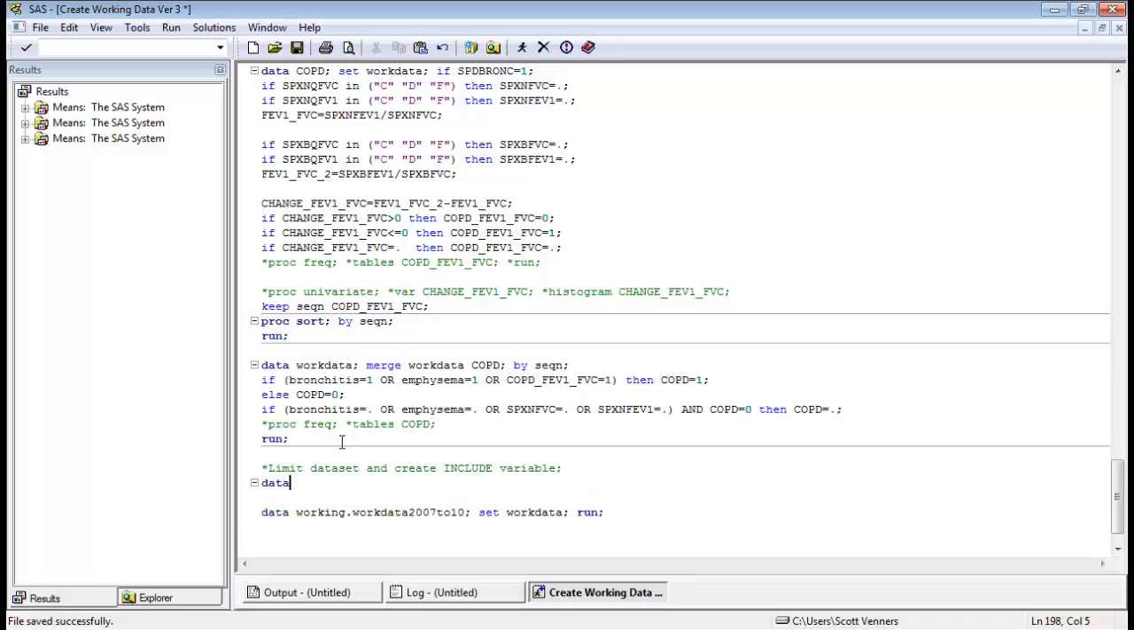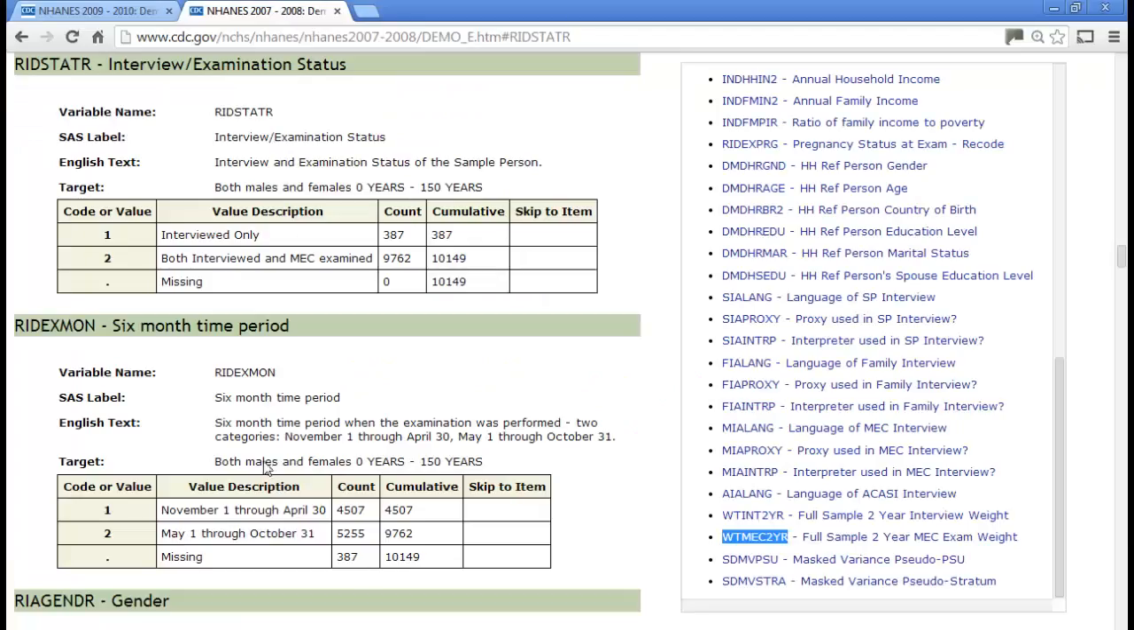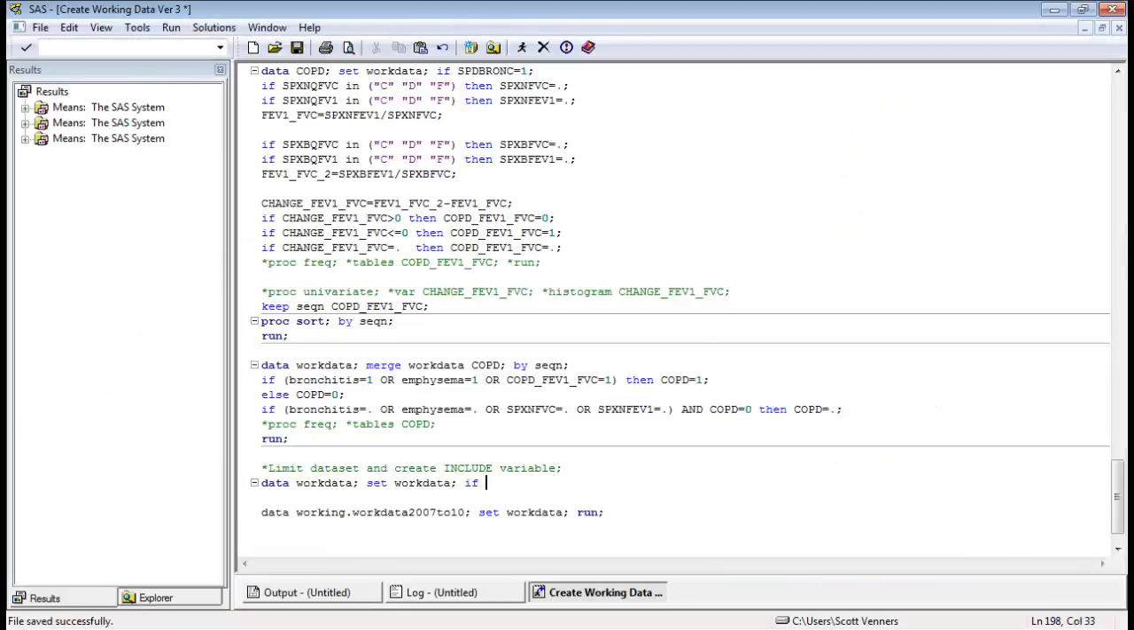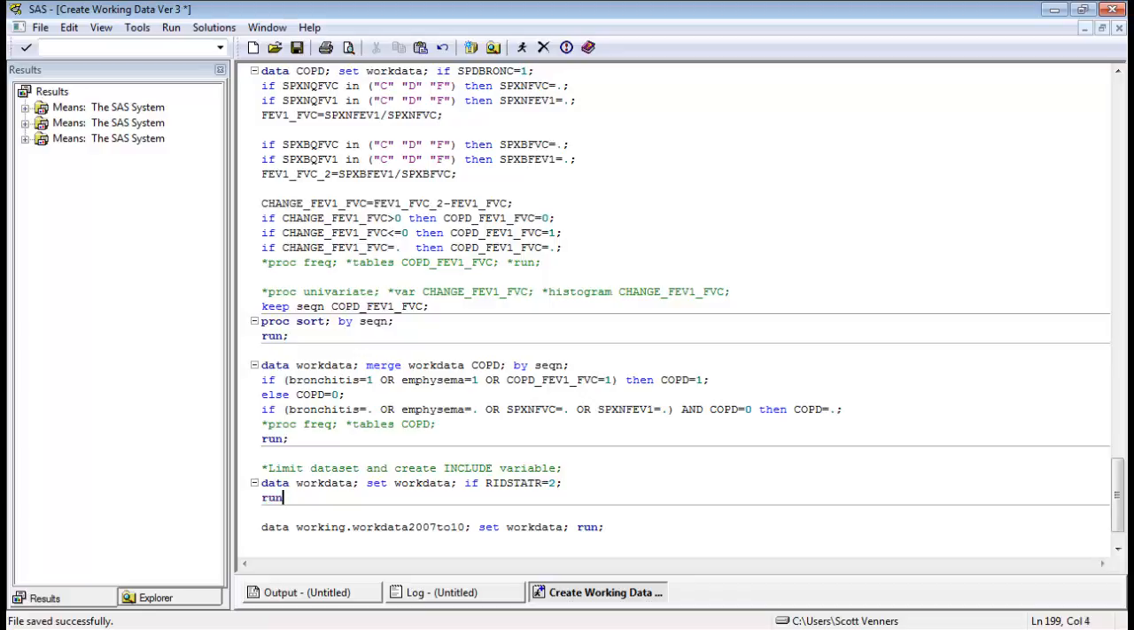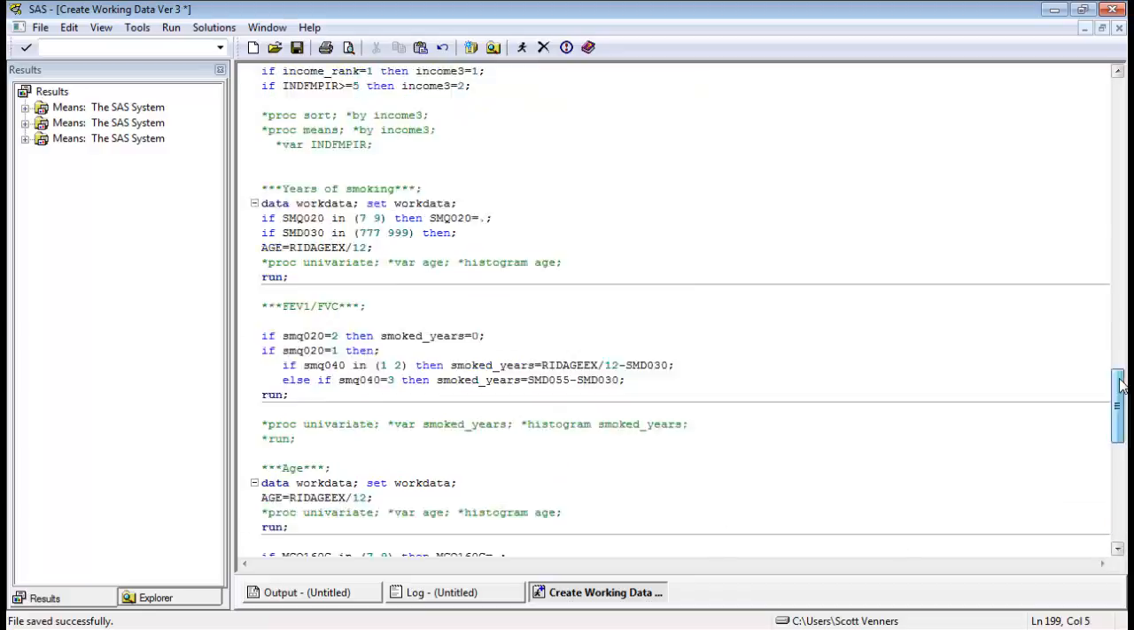So this is going to be data work dot data, set work dot data. And I'm going to use an if statement here to limit it only to those people who went to the MEC. I can use this RIDSTATR variable. If it equals 2, then they went to the MEC. So I'm going to say if RIDSTATR equals 2, and then run. Let's just run this and see how many people we get.